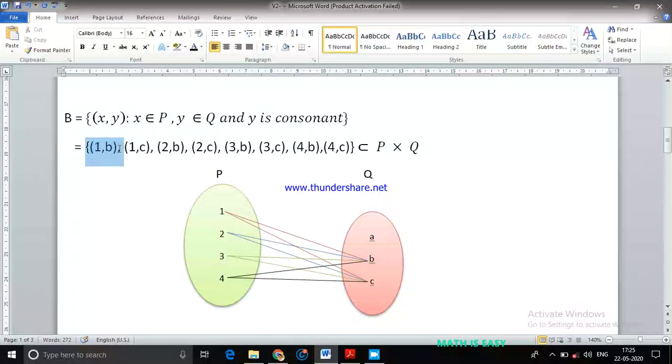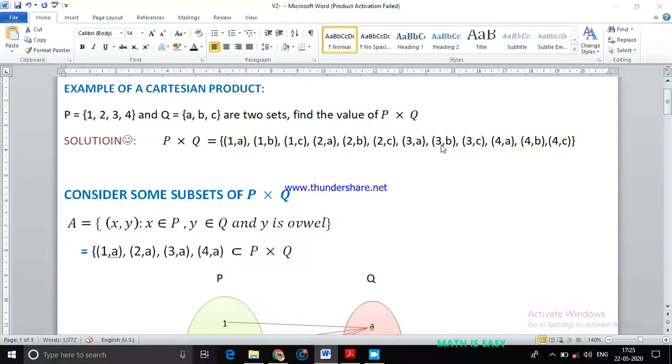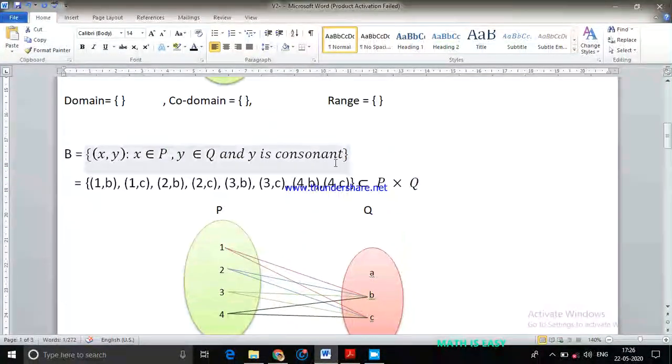That is 1 comma B, 1 comma C. I cannot take 1 comma A because A is a vowel. Then 2 comma B, 2 comma C, 3 comma B, 3 comma C, 4 comma B, 4 comma C. If you want to check, all these elements are elements of P cross Q. If I exclude 1 comma A, 2 comma A, 3 comma A and 4 comma A, these 4 elements, all the rest are the elements of our set B. So hence I can say B is also a subset of P cross Q.